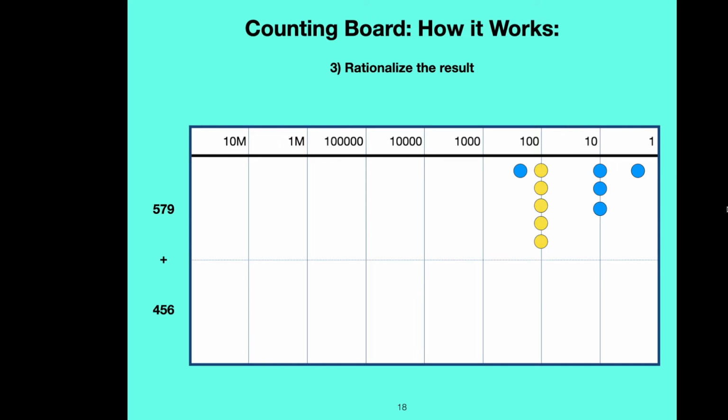And then those 5 come off and they get replaced by a single counter in the space. And finally, these 2 come off, get replaced by a single counter in the thousands line, and it forms the answer of 1035. So we didn't need to know addition in terms of an addition table. We didn't need to memorize any addition. All we needed to know how to do was how to represent numbers with counters, how to group them, and how to rationalize the result. And that's the beauty of the counting board, is simplicity.